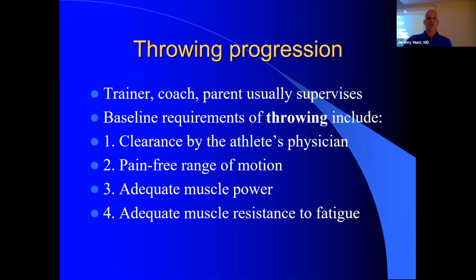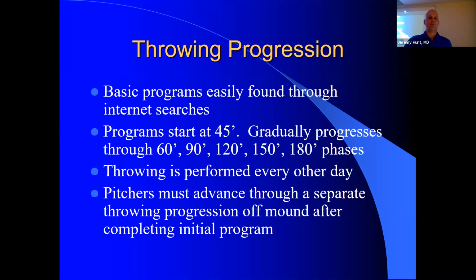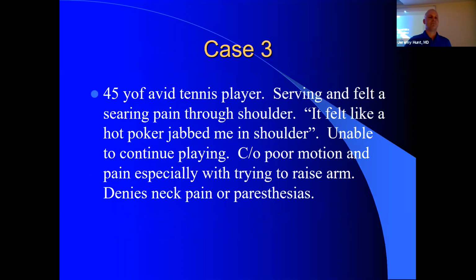One of the things you can make sure you get them back into, once they're starting to throw again, is a throwing progression. You can have the trainer, coach, or parent supervise this. Honestly, you can print these things off the internet. You can Google a throwing progression, you'll find a bunch of them. They have to have good motion on exam, pain-free, adequate muscle power, and adequate resistance when you're examining them. I'm going to blow through this pretty quickly, but basic programs start at a shorter distance, go to increasing distance, and then eventually progress to off the mound for a pitcher. So any questions on that?